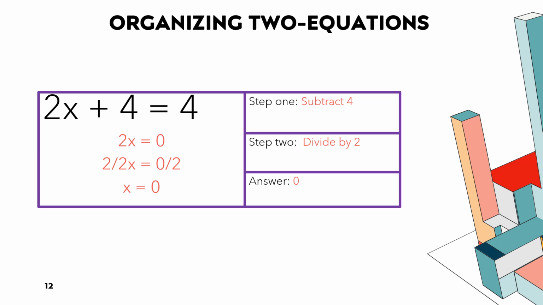Now, we divide both sides by 2. 2 divided by 2 is 1. So, we will write the variable x, because a variable by itself has an understood coefficient of 1. 0 divided by 2 is 0. Therefore, x is equal to 0. We will check it on the next slide by plugging 0 into the equation for x.